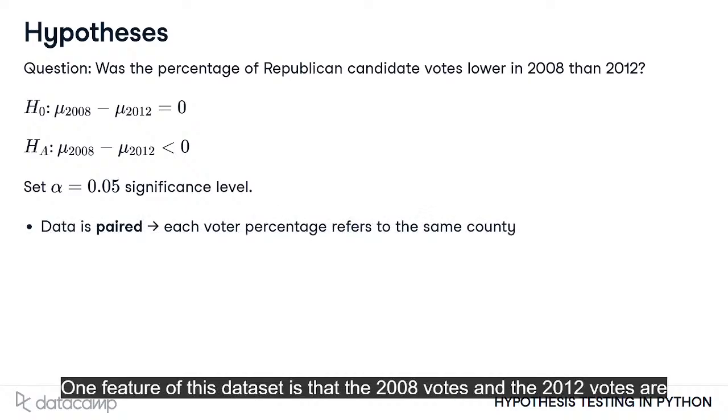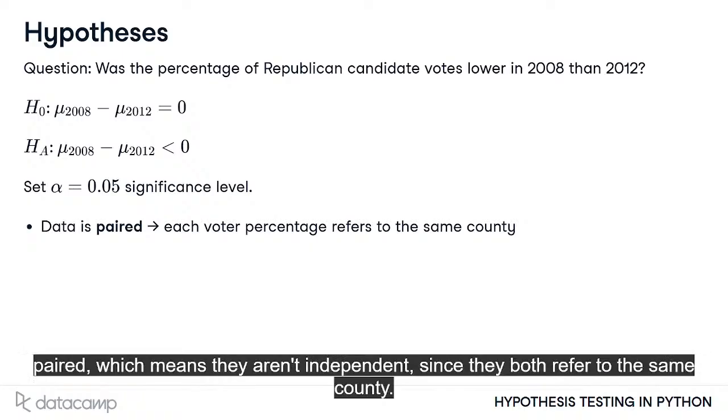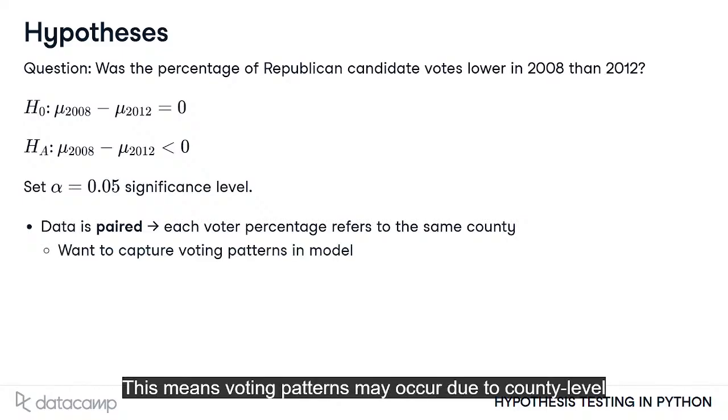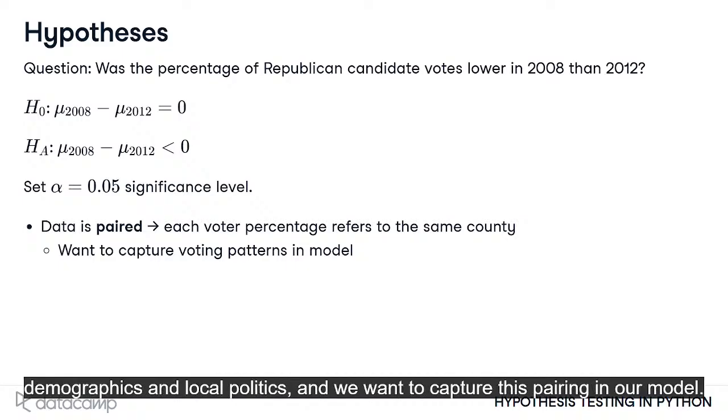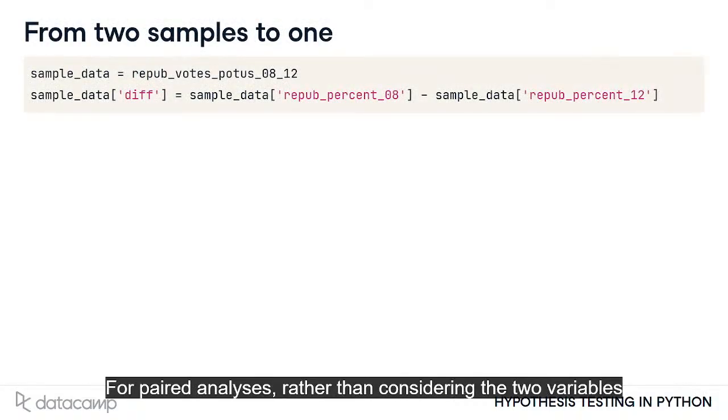One feature of this dataset is that the 2008 votes and the 2012 votes are paired, which means they aren't independent, since they both refer to the same county. This means voting patterns may occur due to county-level demographics and local politics, and we want to capture this pairing in our model.